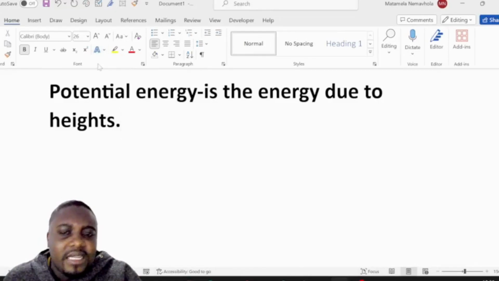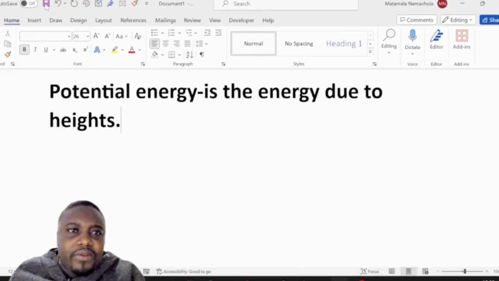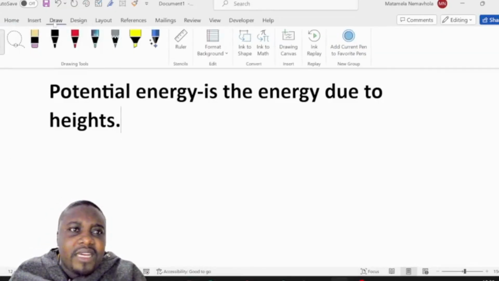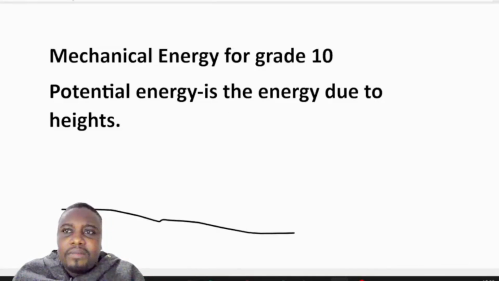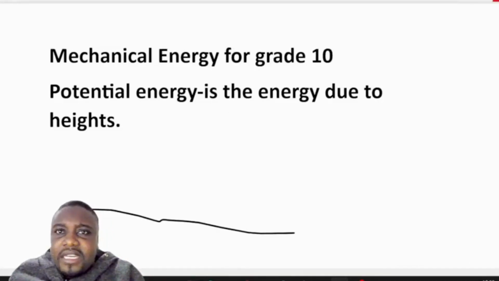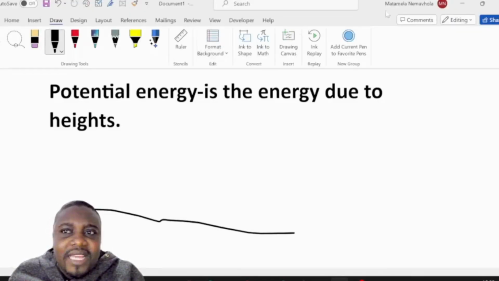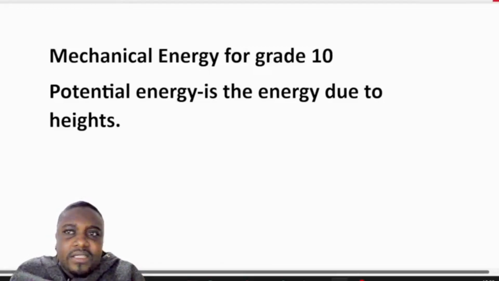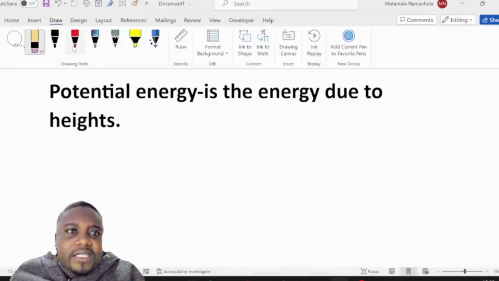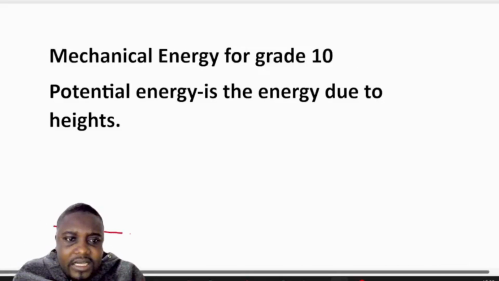You might be having a height. Let me just draw it with you here. I'm going to draw something like a mountain. Let's say this is the ground. My drawing is not really perfect, I'm going to try to make it nice today. Let me just use the red pen. So let's say this is the ground.